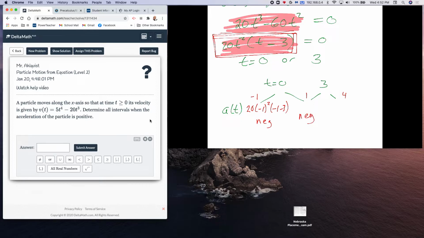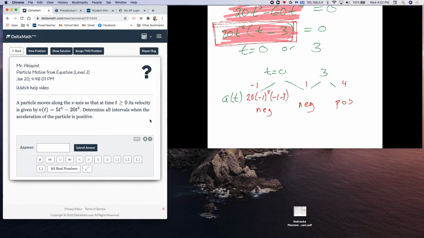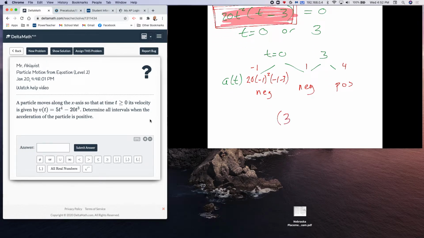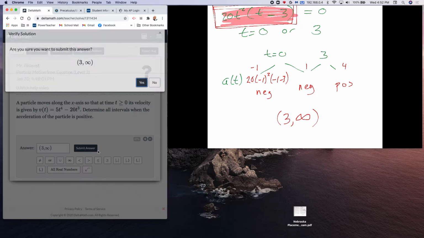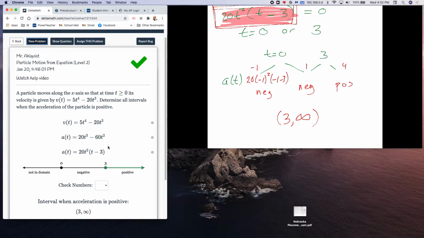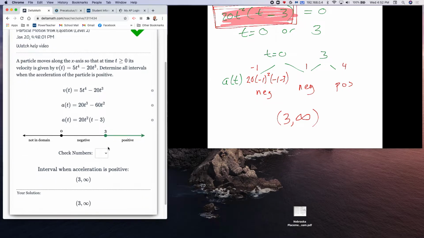And notice when I plug in 4, I have a positive. So what does that mean? That the interval on which the acceleration of the particle is positive is going to be from 3 to infinity, and don't include 3. So we're going to do from 3 to infinity, and that should be our correct answer. And you can see the same kind of chart that they did on that.